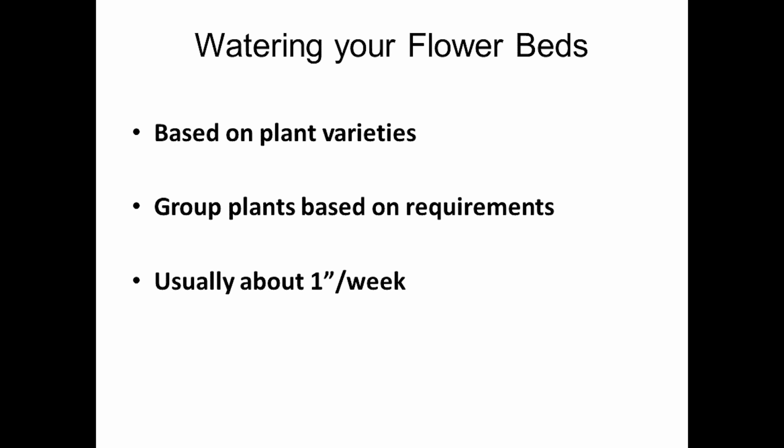We're looking at on average about 1 inch per week for most of the plants that we're looking at around here. Now this is during the growing season, so we're looking at April through November. November, December, January, February, and March, we don't really have to water as much. We can cut back to a quarter of the watering that we need. A lot of times this will be taken care of naturally though, so we don't have to worry about it.